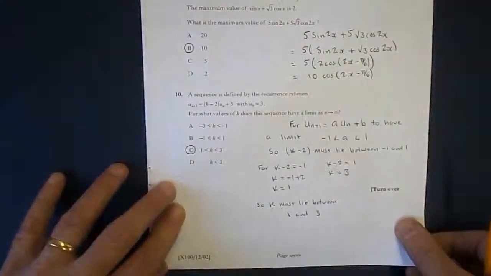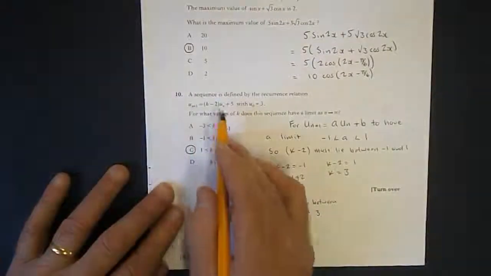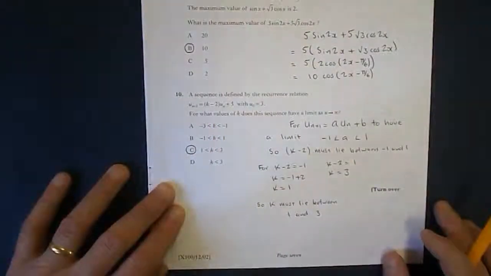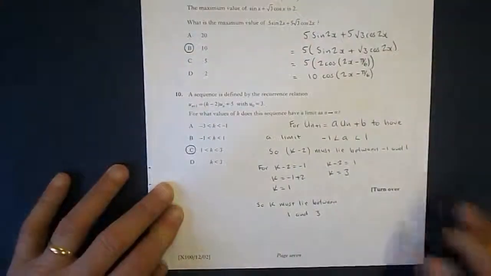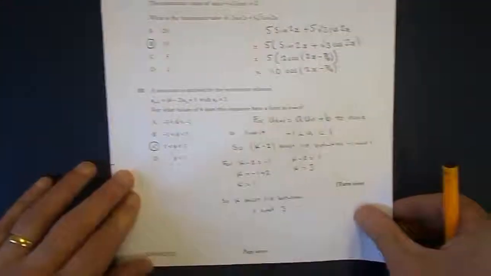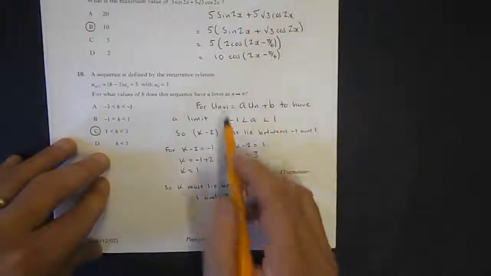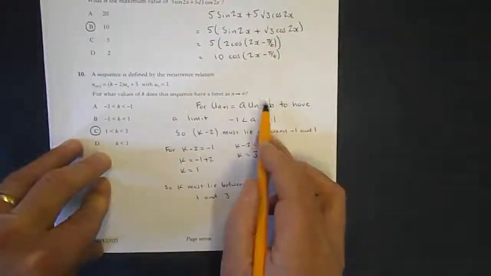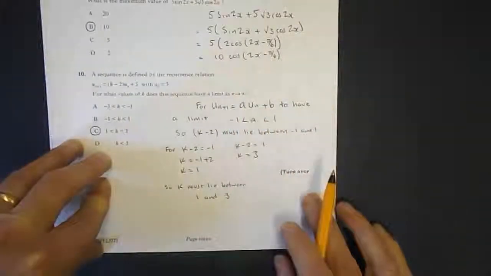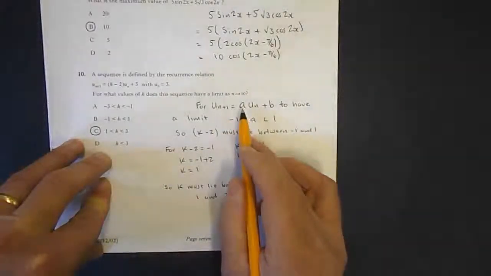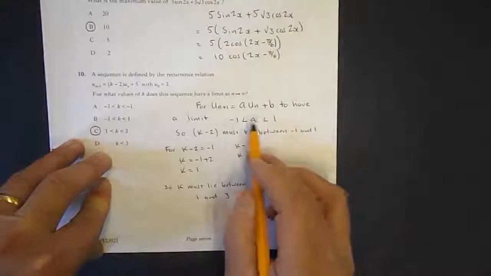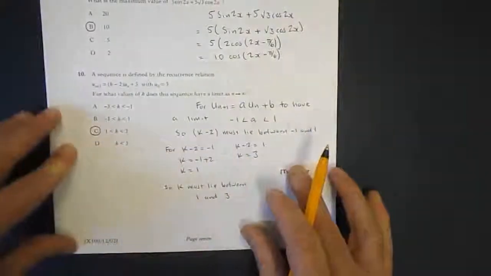Question 10. A sequence is defined by the recurrence relation u(n+1) is (k take 2)un plus 5, with the start off term being 3. Okay, and for what values of k does the sequence have a limit? Okay, so here we have it here. Here's the general form for a recurrence relation. u(n+1) is a un plus b. For that to have a limit, the coefficient of un must lie between minus 1 and 1.